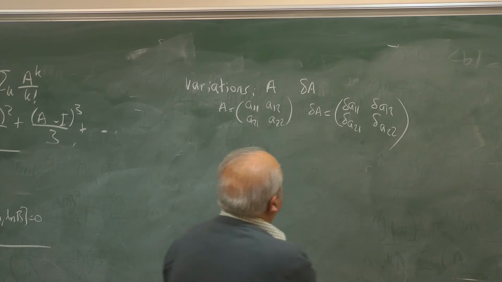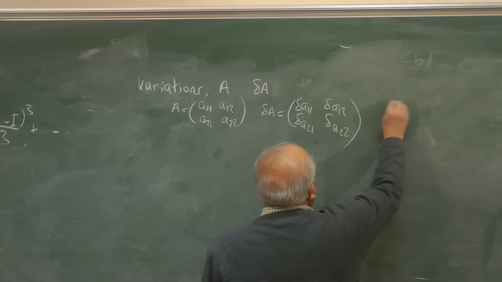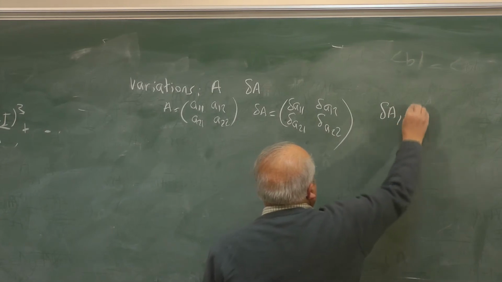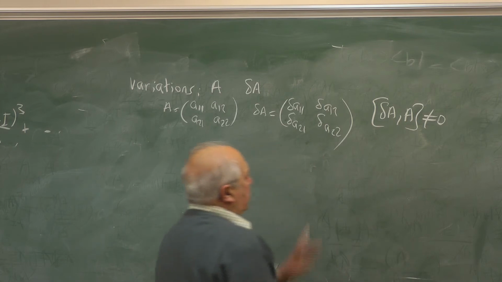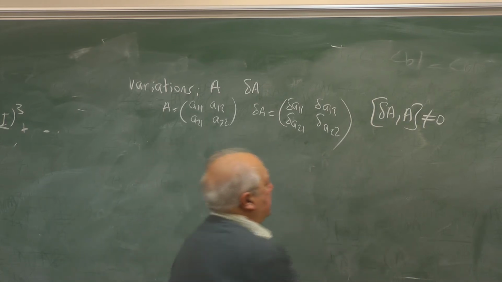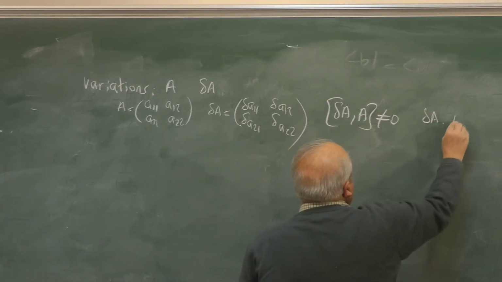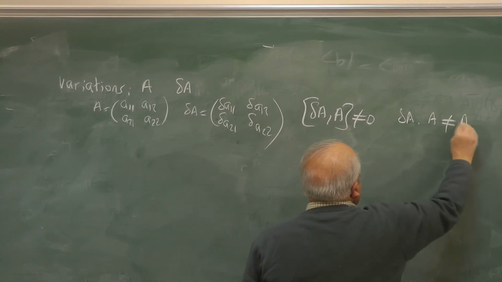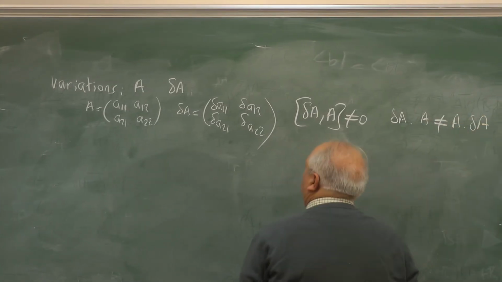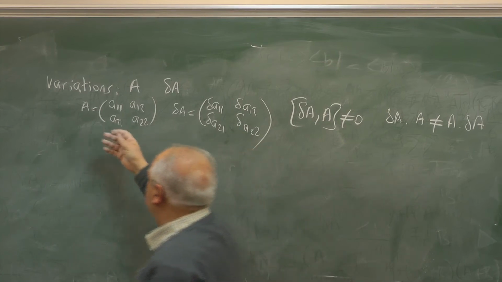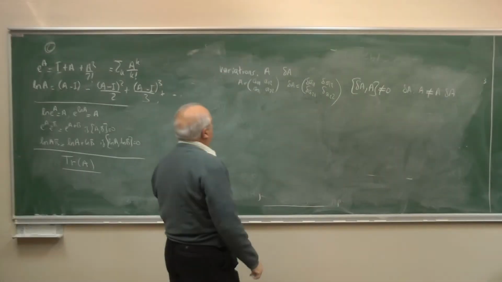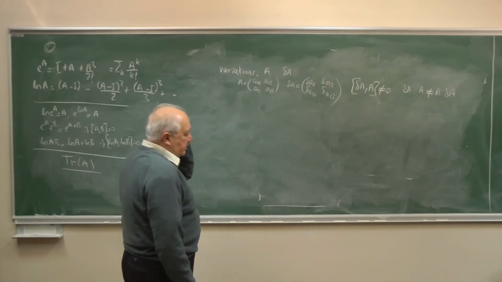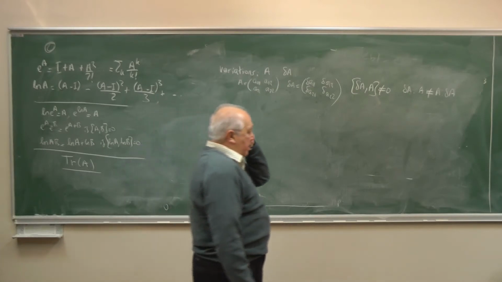So in general, delta A and A will not commute. You will not be able to change delta A. So that means delta A times A is not equal to A times delta A. So this is a different matrix like B, and never mind that its name is delta A. It doesn't commute. All right.